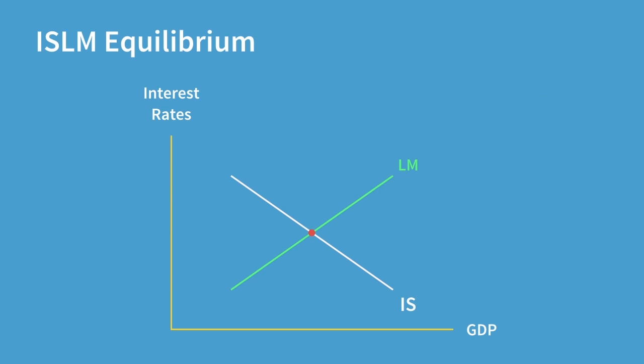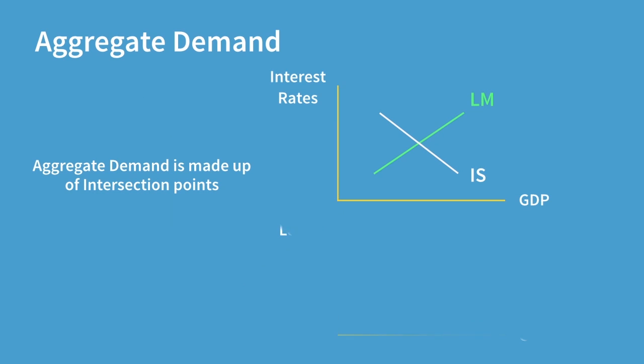When the IS and LM curves are plotted together, the point where they intersect represents general equilibrium in both the goods market and the money market, which means equilibrium between the price level and real GDP for a certain given level of real money supply. Remember this idea from the beginning of the video. The aggregate demand curve is made up of the intersection points between the IS and LM curves.